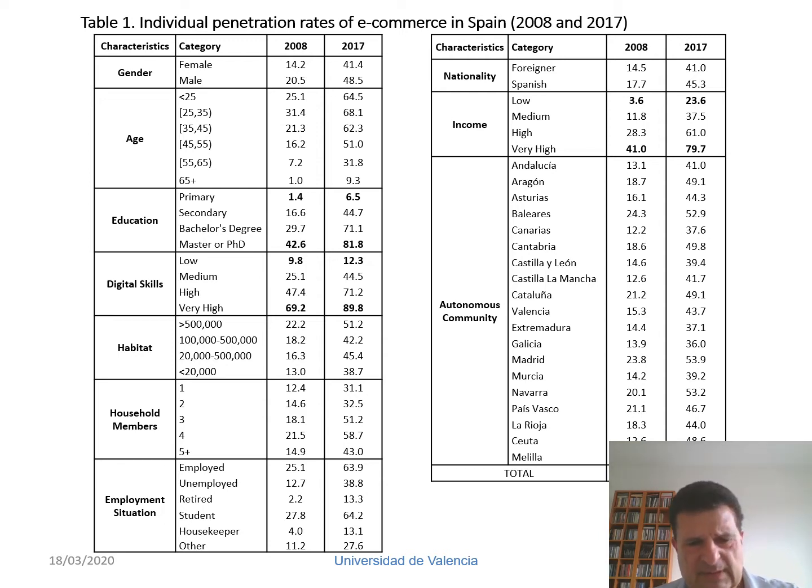If you look at household members, you see also things that I'm not going to go into in detail. And the employment situation, again, is essentially telling us that if people are employed, they tend to use more e-commerce, and about the same as if they are students, but more than if they are housekeepers or other categories or retired. And then if you go here to the next characteristics, nationality, there is some difference in favor of Spanish nationality, and there is an income effect also, because we have categories of low, medium, high, and very high income. And if you see, again, the people that have higher income tend to make more e-commerce.